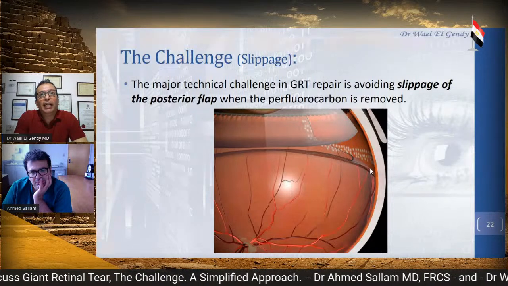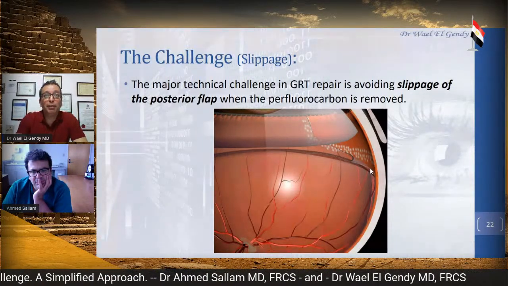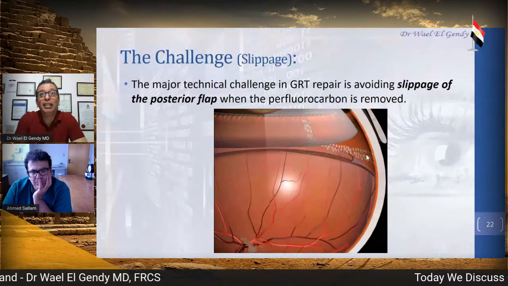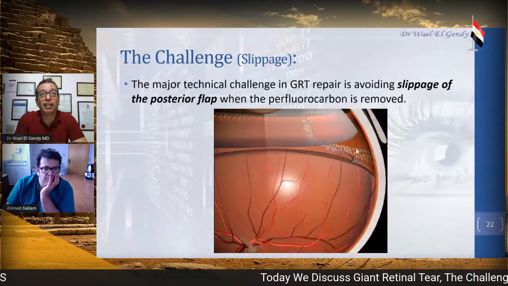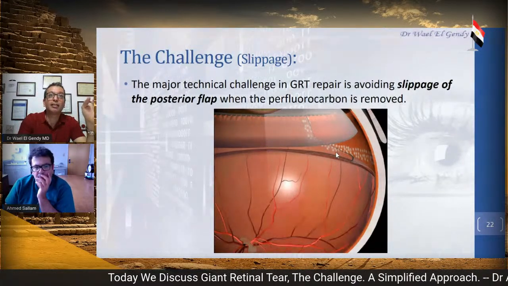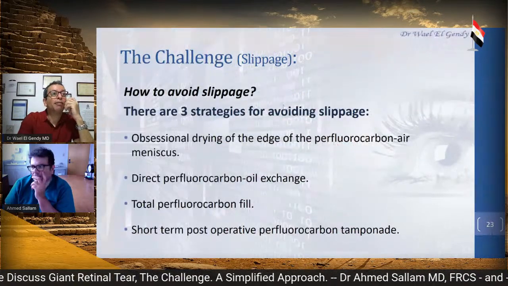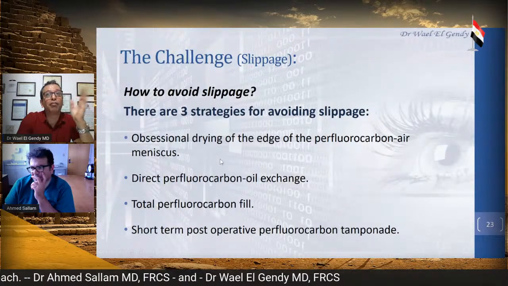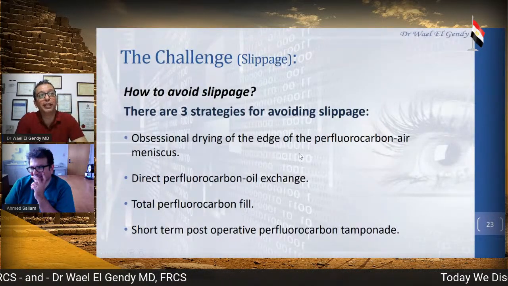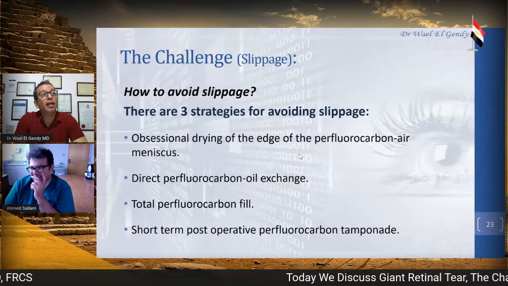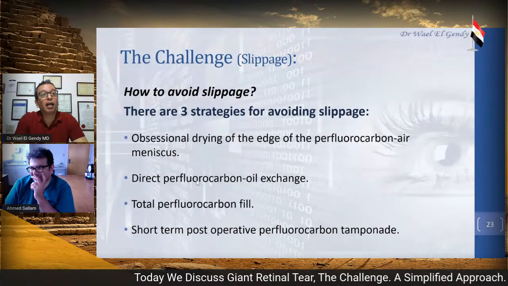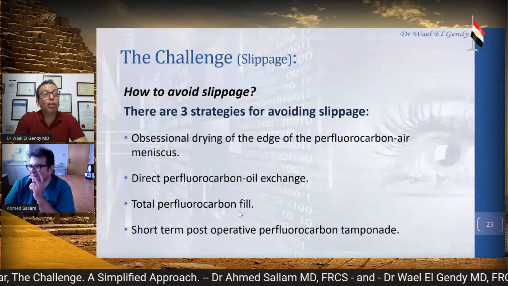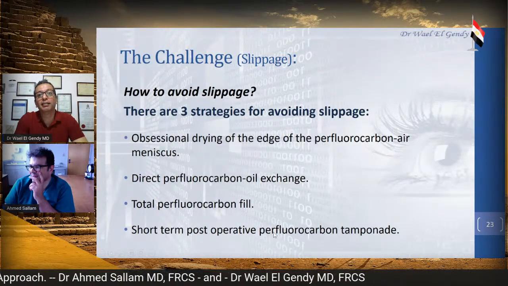So the first thing, how do you want to avoid slippage? You need to get rid of this fluid meniscus. You need to make sure that you don't have this fluid meniscus. How do you do that? We have 4 techniques to do that. The first technique is obsessional drying of the edge of the perfluorocarbon when you're doing the air exchange. Direct perfluorocarbon oil exchange, total perfluorocarbon fill, or short-term post-operative perfluorotamponade.